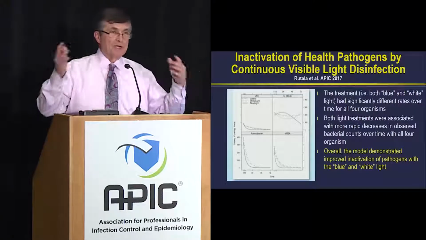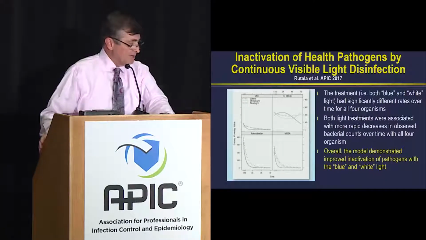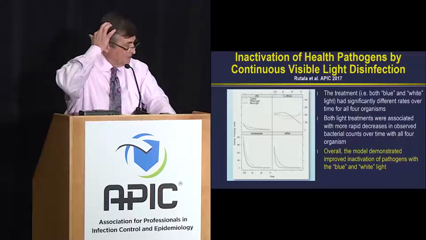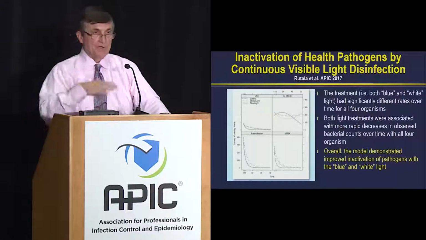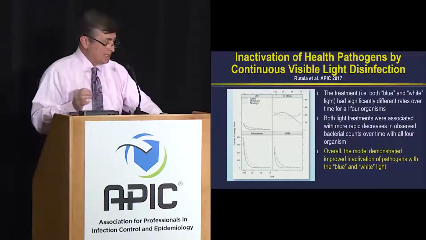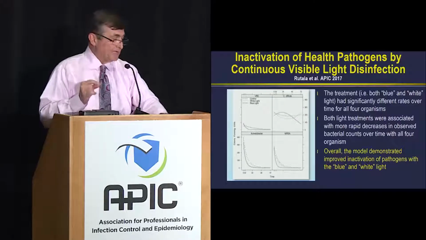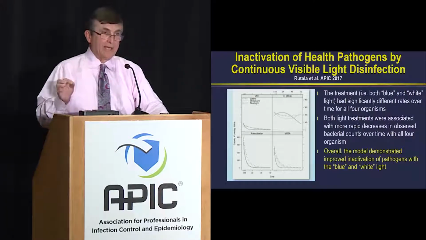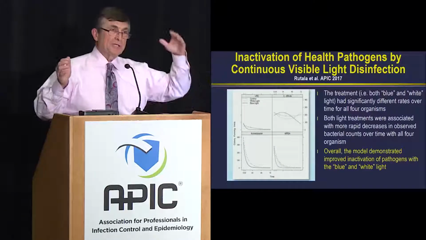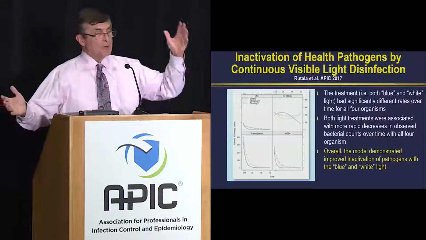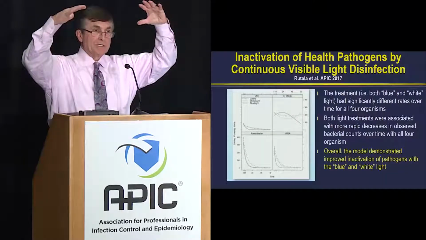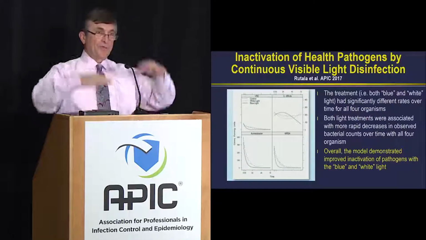And I know these charts are kind of meaningless to me for the most part. We had a PhD biostatistician create a model of inactivation compared to control using this white light and blue light. The model demonstrated improved inactivation of pathogens with both the blue and the white light. The pathogens that we use are, of course, epidemiologically important: multidrug-resistant Acinetobacter, MRSA, VRE, and Clostridium difficile. The blue light, which has a higher irradiance, kills better than the white light, but both of them are actually killing.